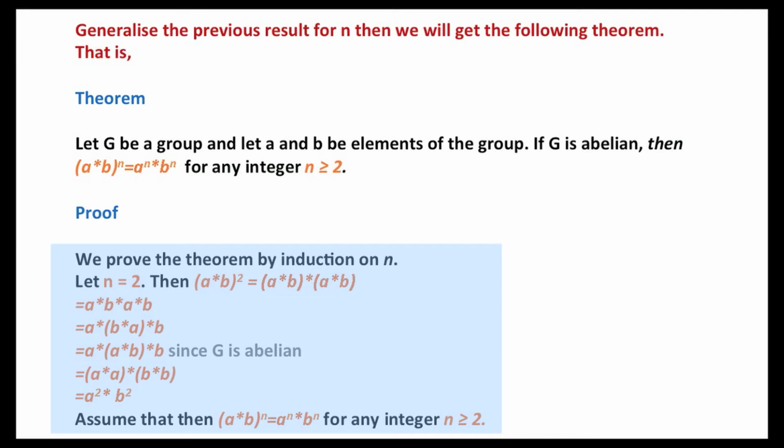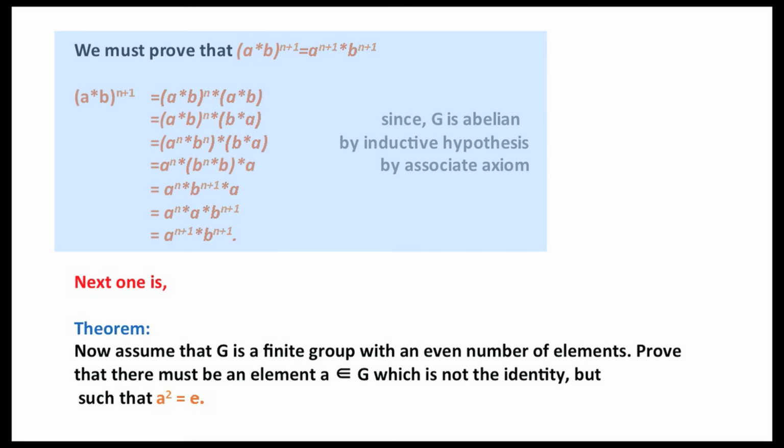for any integer n greater than or equal to 2. We must prove that (ab)ⁿ⁺¹ is equivalent to aⁿ⁺¹bⁿ⁺¹.